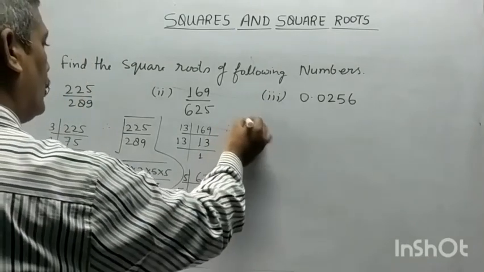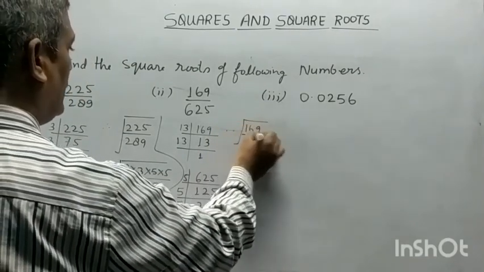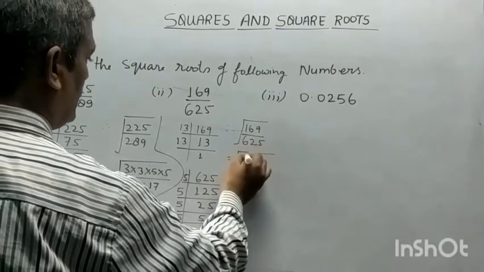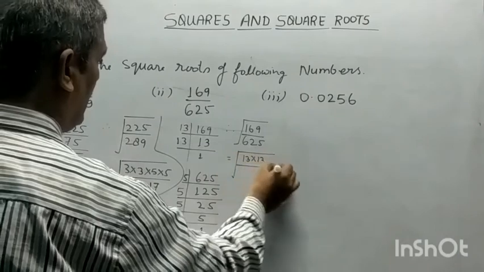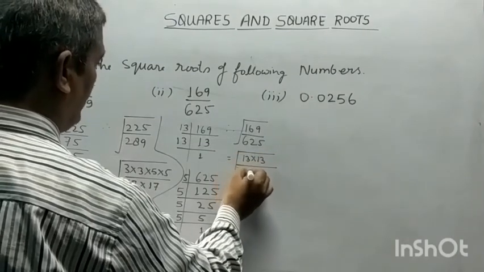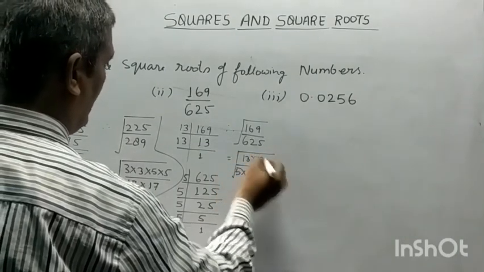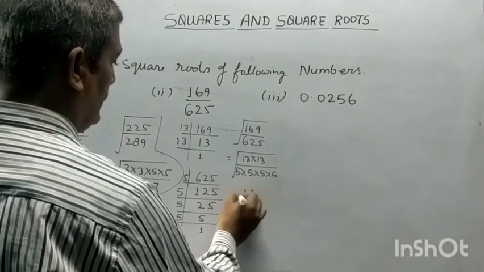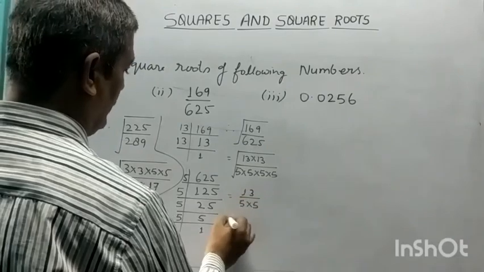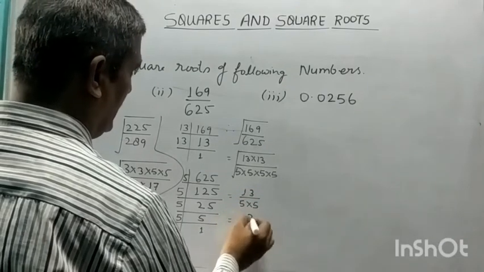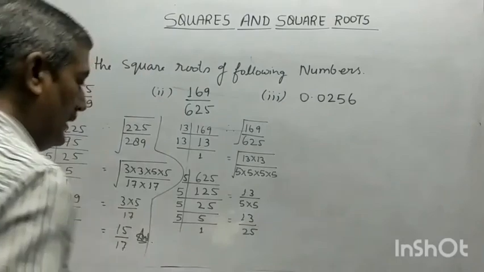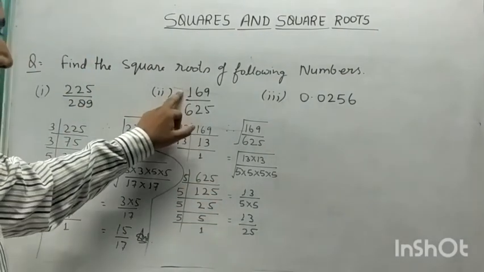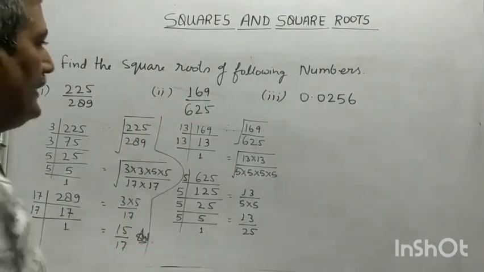Therefore, the square root of 169 upon 625 is equal to 13 multiply 13 upon 5 multiply 5 multiply 5 multiply 5. Pairing and pick out the pairs. 13 by 5 multiply 5 equals 13 by 5 5s are 25. 13 upon 25 is the square root of 169 upon 625. Now the third example.